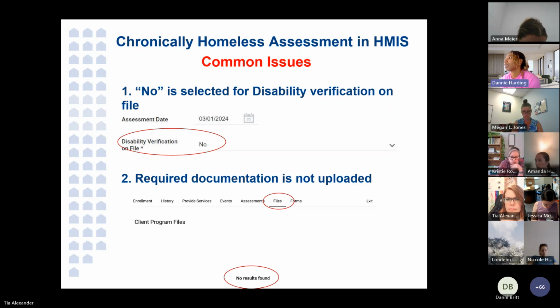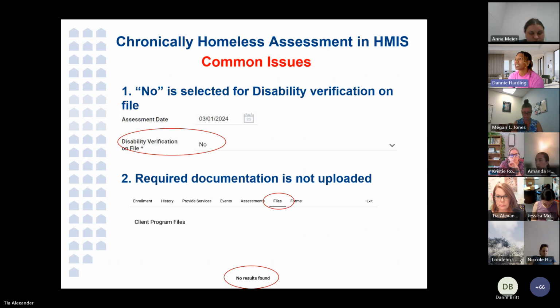The first common issue seen is when no is selected for disability verification on file. The client must have a PSH eligible diagnosis to meet chronically homeless regulations. That documentation should exist in the client file maintained by the agency. Please do not upload disability documentation in the VS for that program.